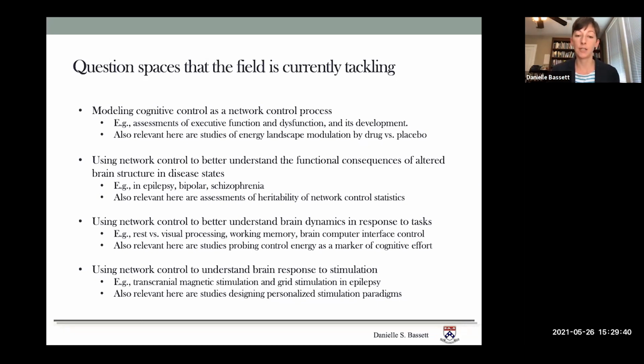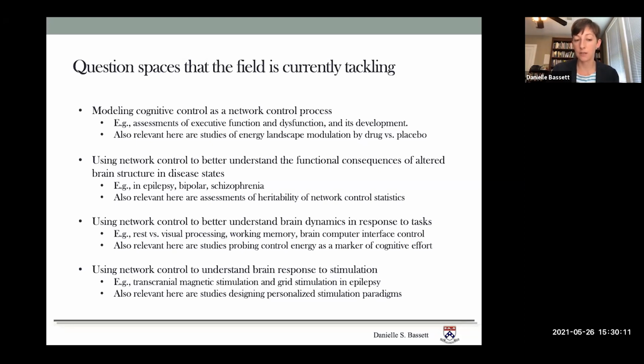Also relevant here are assessments of heritability of network control statistics. I think that's beautiful work too. The third broad area is using network control to understand brain dynamics in response to tasks. So for example, rest versus visual processing, working memory. Also, how does brain-computer interface control work? So these are all, how might these control dynamics help us to better understand task performance? Also relevant here are studies probing control energy as a marker of cognitive effort.